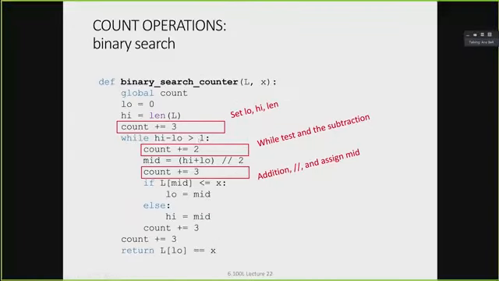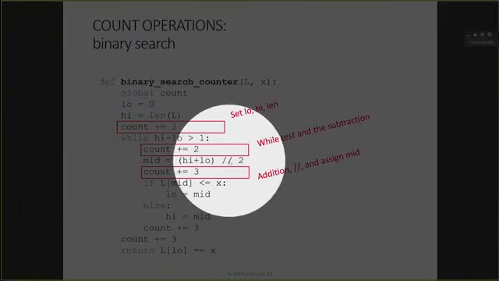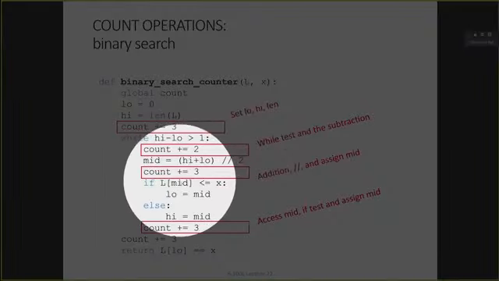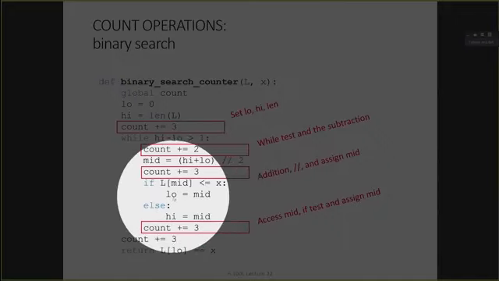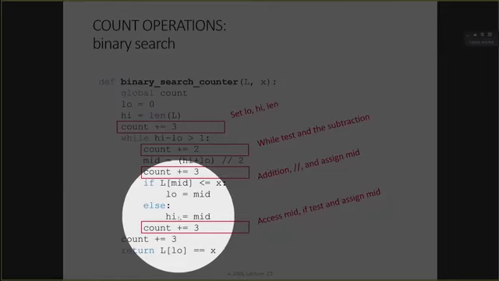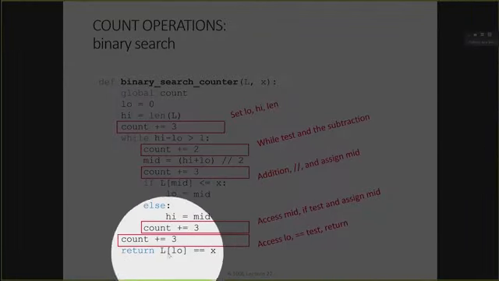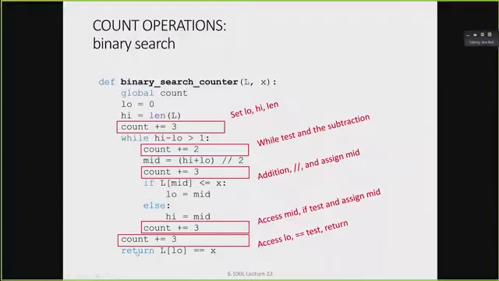Increasing by 3 here accounts for high plus low, the integer division, and assigning that value back to mid. Count plus 3 here accounts for indexing into this L, the less than or equal check, and then either doing this reassignment of low or this reassignment of high. Okay, so that's 3 operations. And then lastly, count increases by 3 once more because I've got these operations here. So indexing into low, checking for equality, and then doing the return.